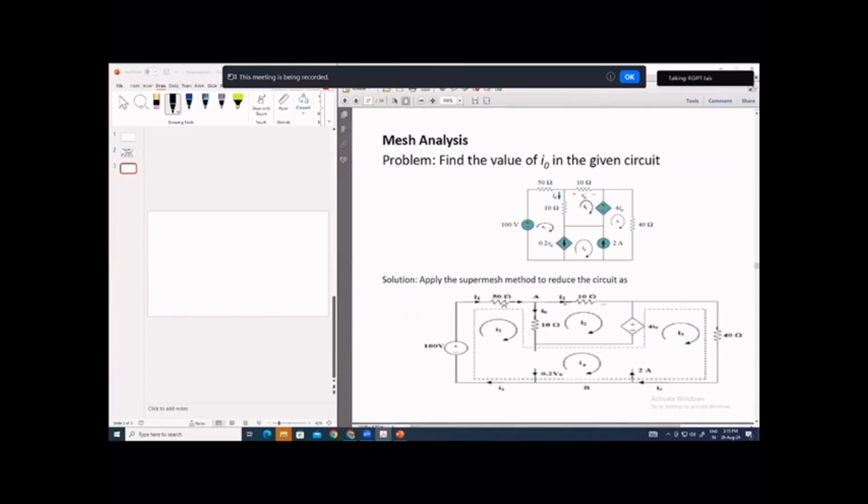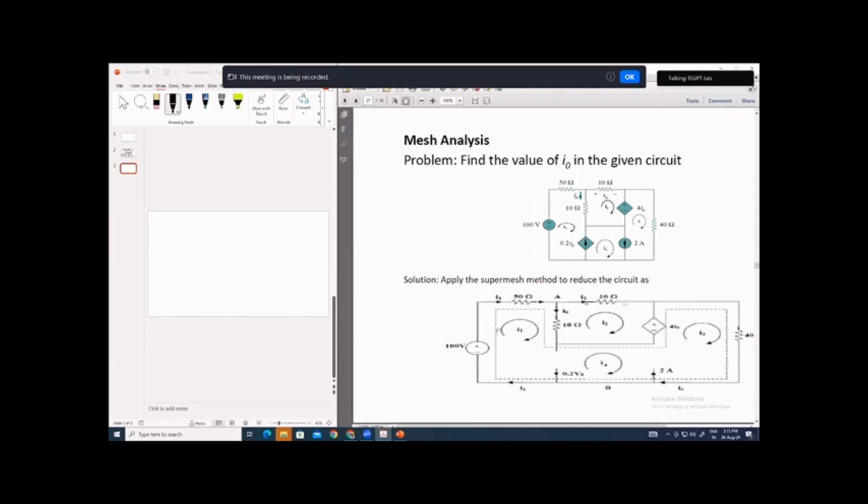Again, whatever current has been assigned, when you are considering a particular mesh inside, you have to consider only the current that you already considered there. Let us start from here. You are moving in clockwise direction. Let us start with this voltage source. If you move in clockwise direction, what sign are you encountering? The plus-minus sign, so minus 100 volt.